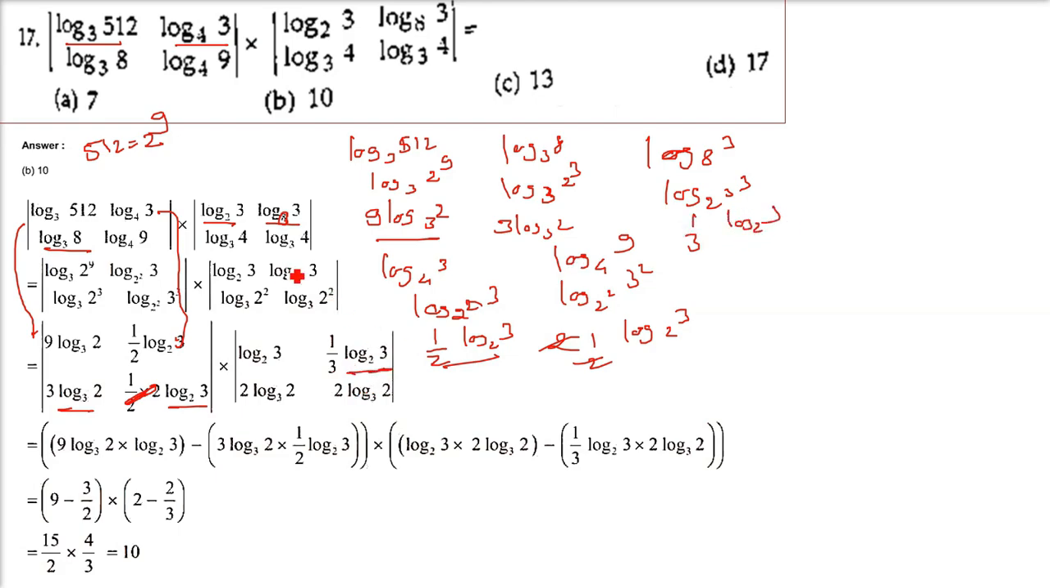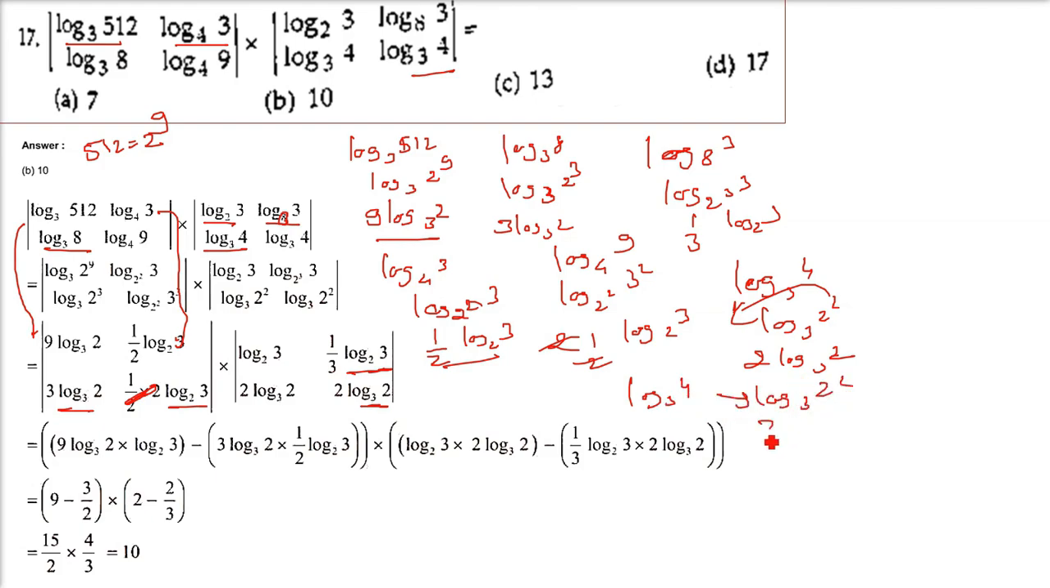And then we have log base 3 4. This 4 can be written as 2 square, so 2 comes in front: 2 log 3 2. So all of this we are going to take one by one. Log 3 4 is log base 3 of 2 square. 2 will come outside, so it will be 2 log 3 2. So for each and every element you have to use the property of log and write.